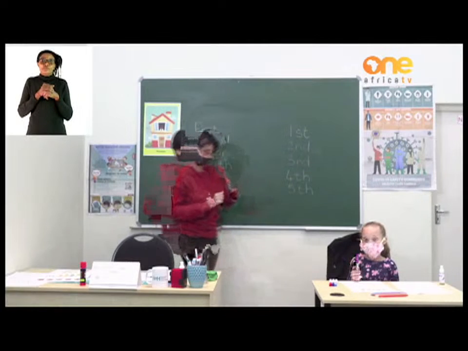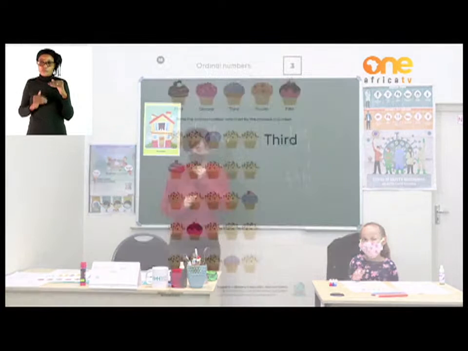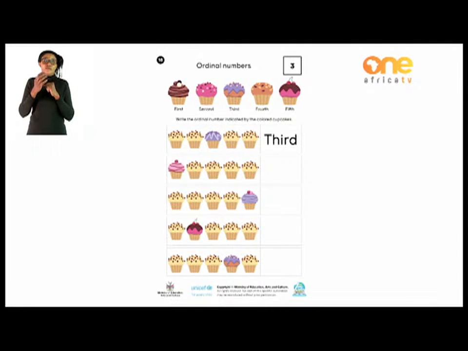Going over to the next row of cupcakes. We have a pink cupcake, then we have four cream ones. Where is the pink cupcake situated or placed? First, second, third, fourth, or fifth? It is first. So we have to write in the word first in the block.